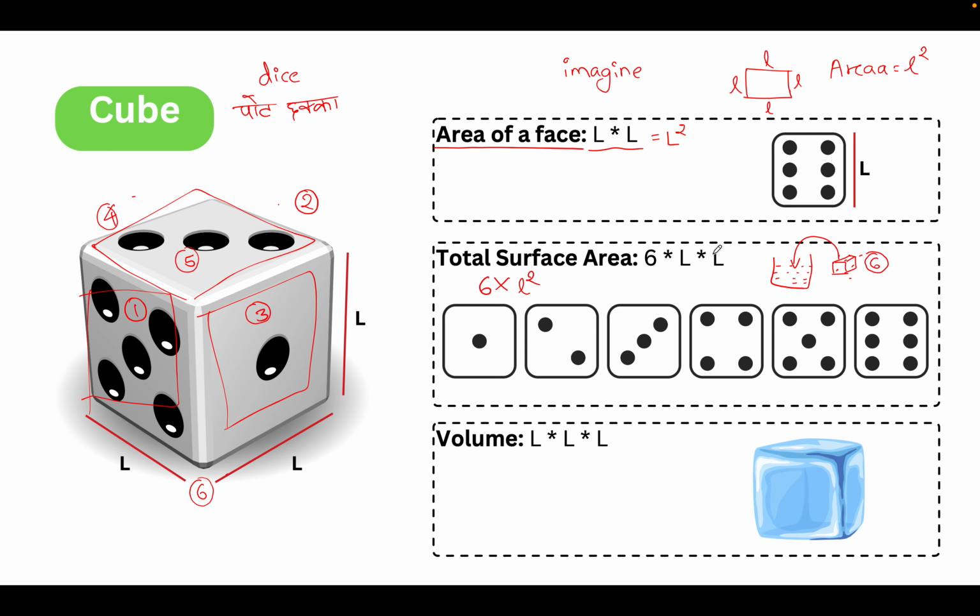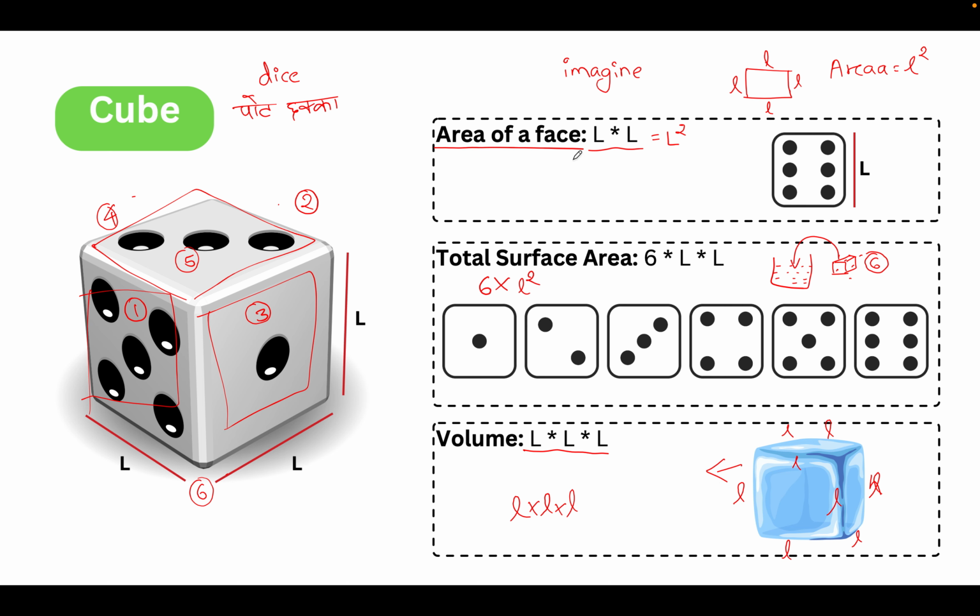Now we will move on to volume. Here you might have seen an ice cube which has equal length on each side, whether it be height, base or length. So this is a cube, and volume basically means how much water the cube contains. So the cube contains this much water, that is L into L into L of water. So this is the volume.